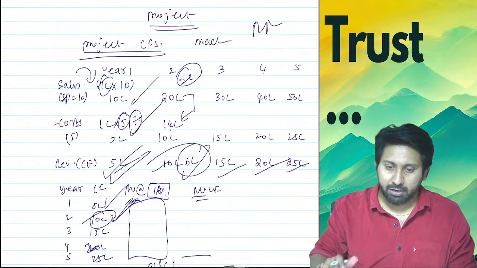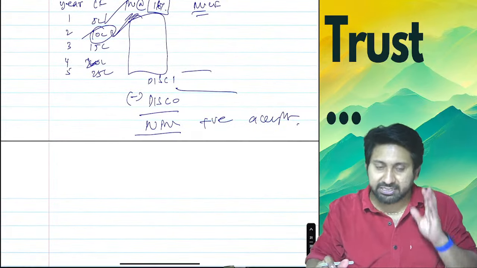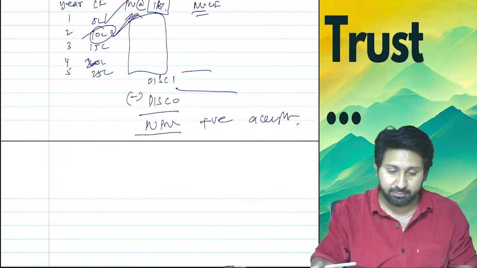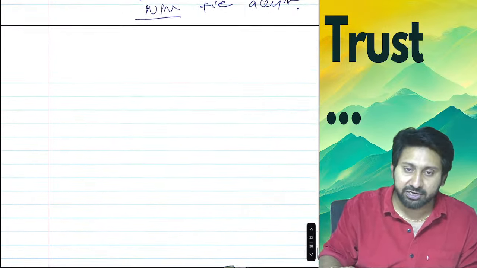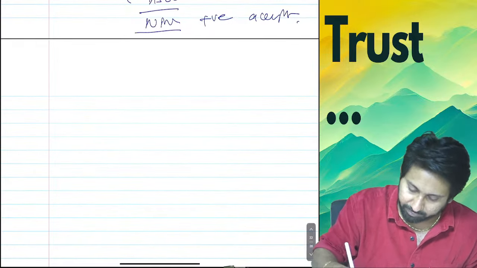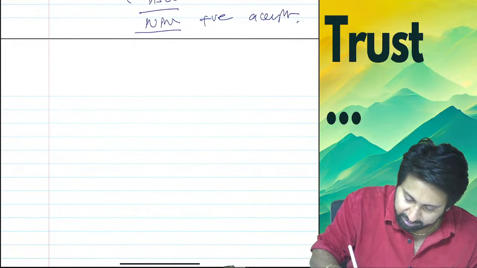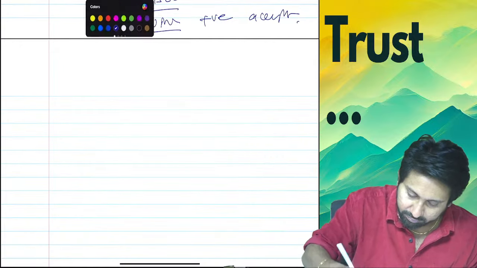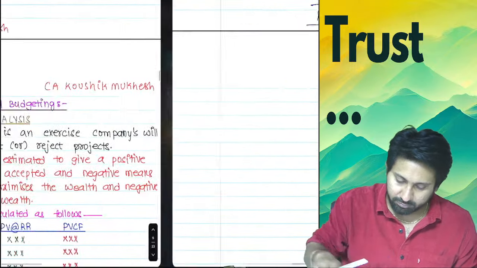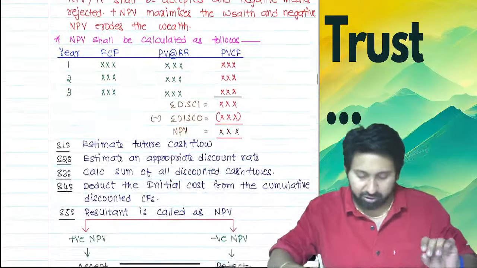Next one. So now it is time for us to do some problems. Let us do one question and complete inflation in capital budgeting as an area. Okay, see here. Let us do one illustration. See here, I have given the full analysis.